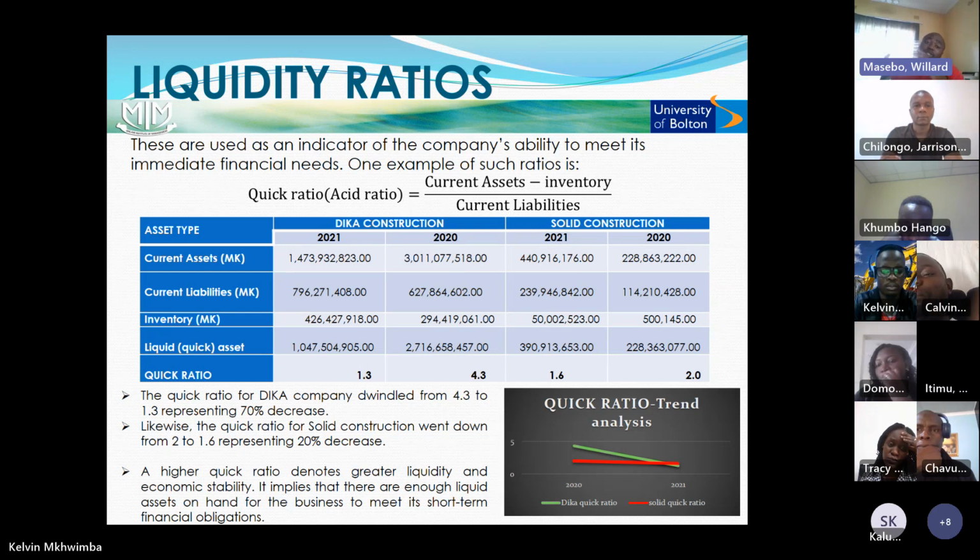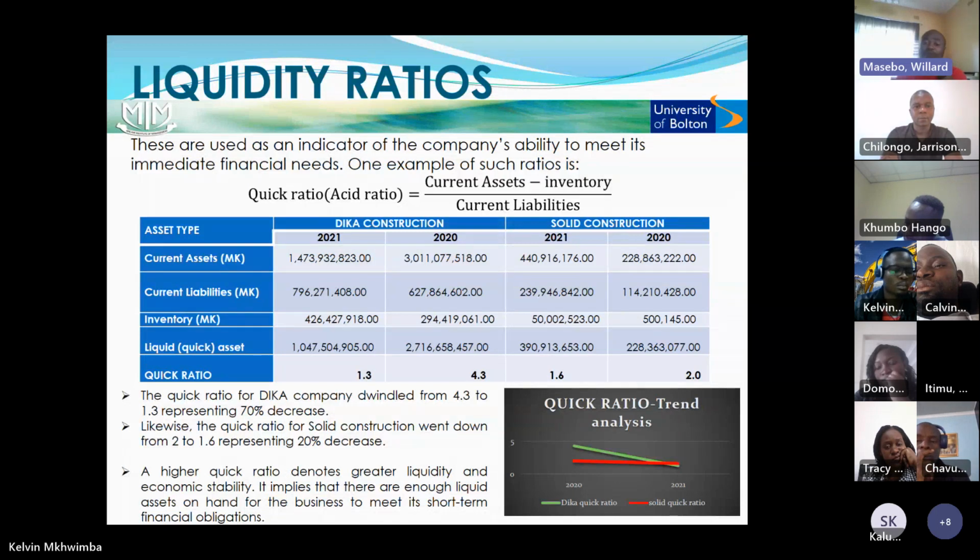Now, the liquid ratio helps us to determine the ability to organize funds real quick within the shortest time period. And that is basically done by looking at the quick ratio itself and the liquidity ratio, where we have a mathematical representation telling us that we take out the inventory from the current assets, and that gives us the liquid assets. And that liquid assets is now divided by the current liabilities of the company.